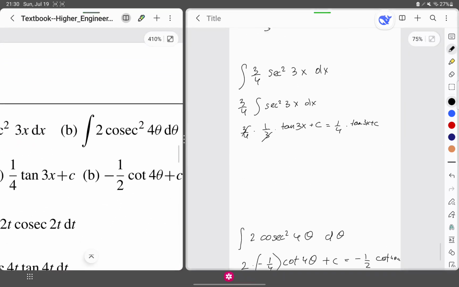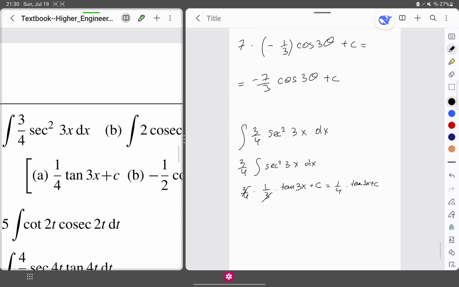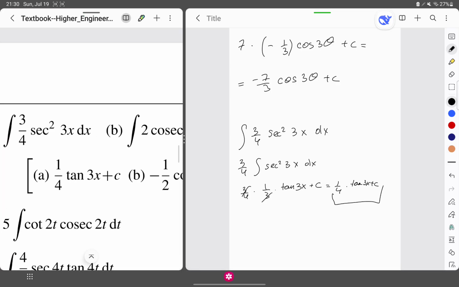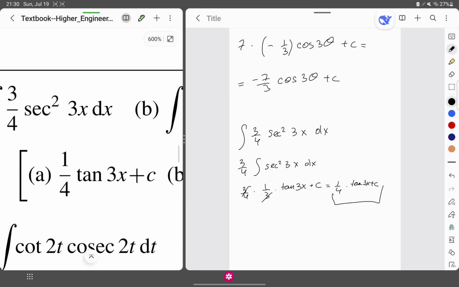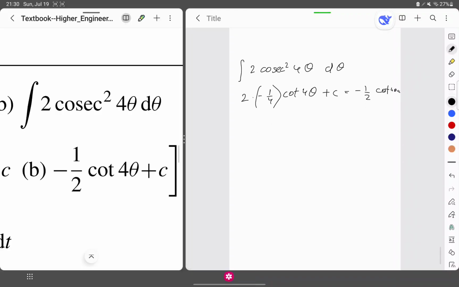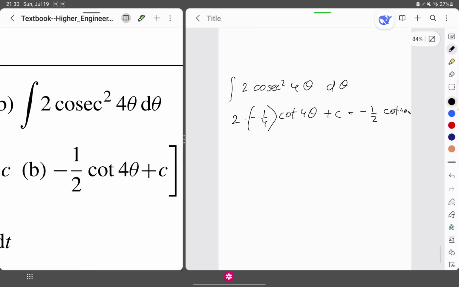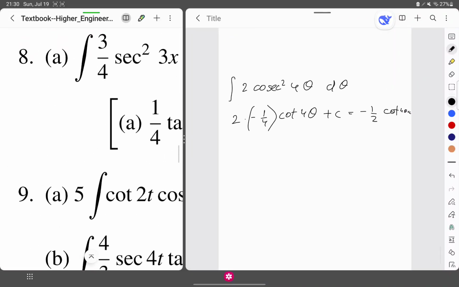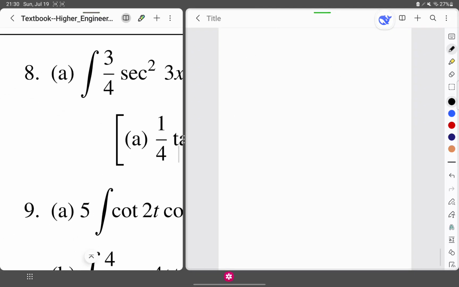Let's check them. 1 over 4 tan 3x plus c, like this, and negative 1 over 2 cot 4 theta plus c. Good job. Let's do 9.